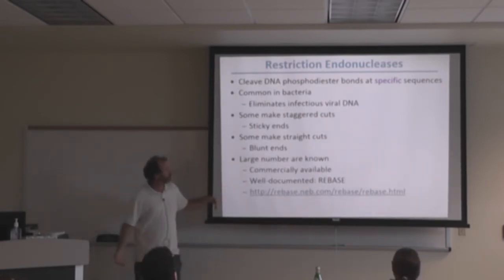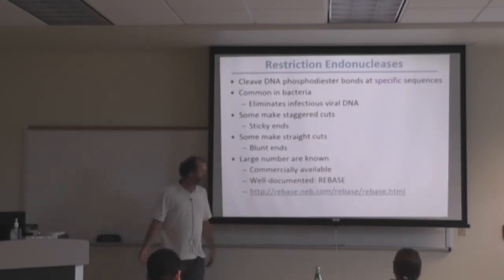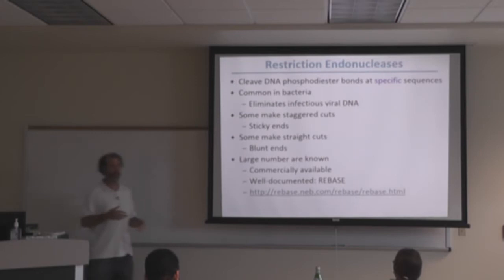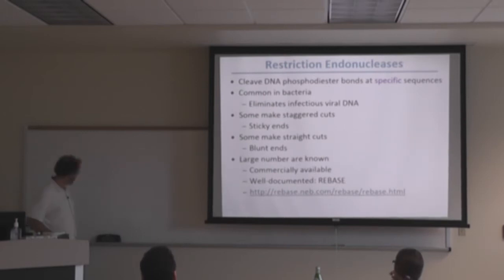Large numbers of restriction endonucleases are known, commercially available and well documented, and this NEB website will tell you all about each one. Does anybody know how they're named? Didn't you mention one before? EcoRI? It's not where it cuts; they all cut at specific sequences. Eco means it was isolated from E. coli, strain R, and then the I means it's the first restriction endonuclease identified in that strain of E. coli. Simple things like that.